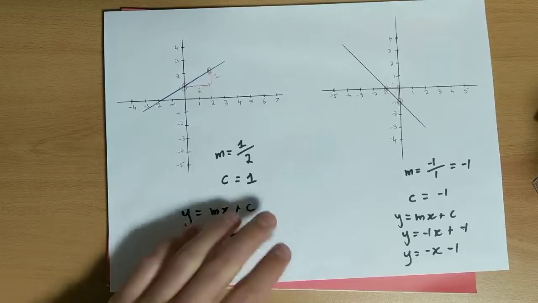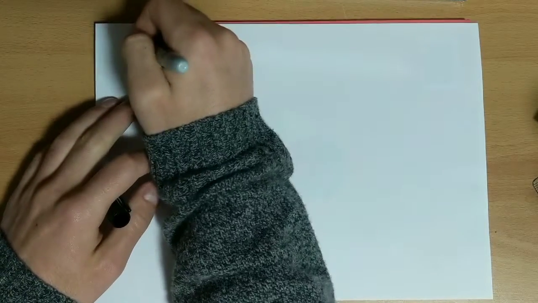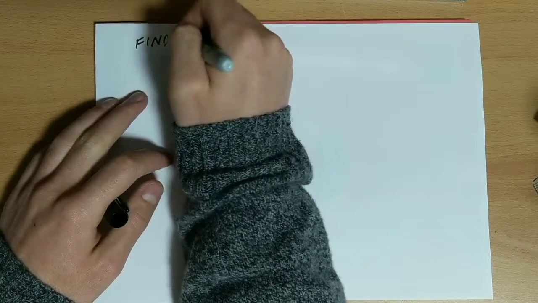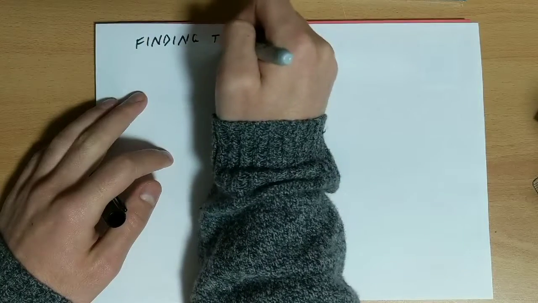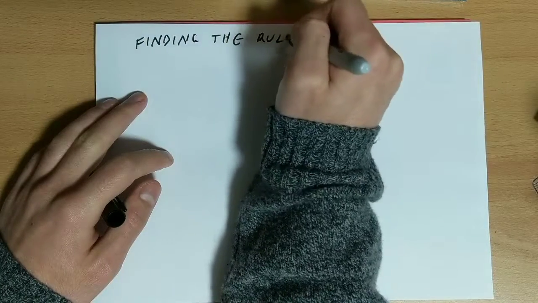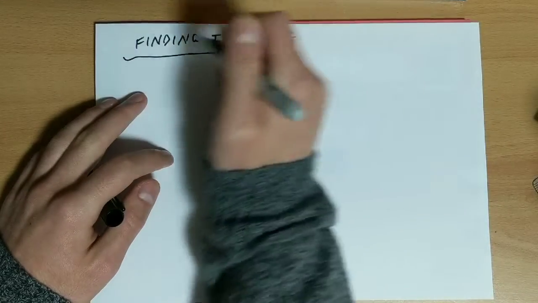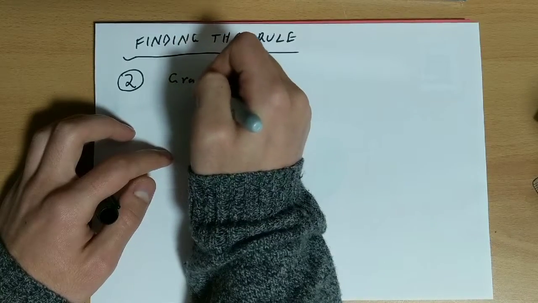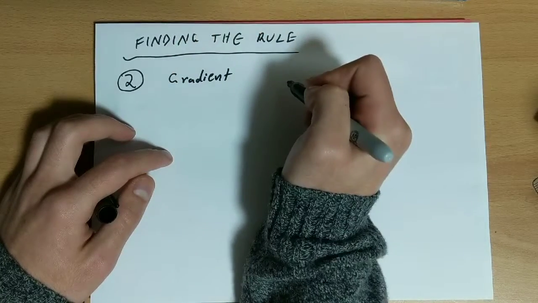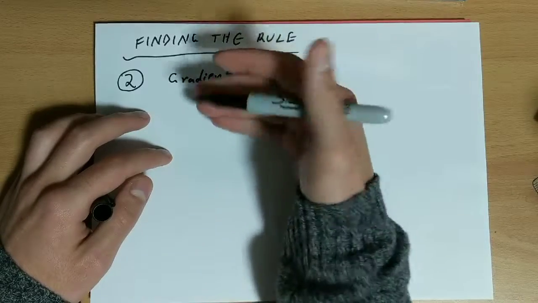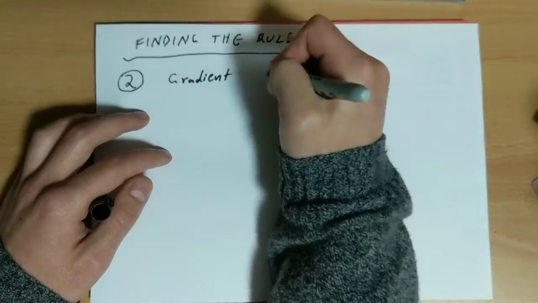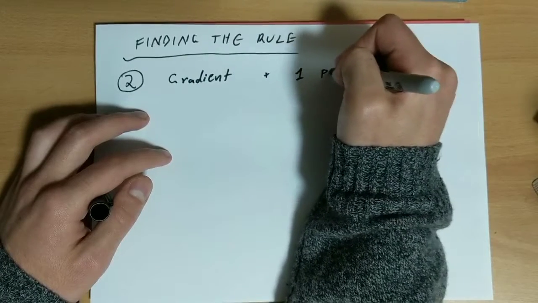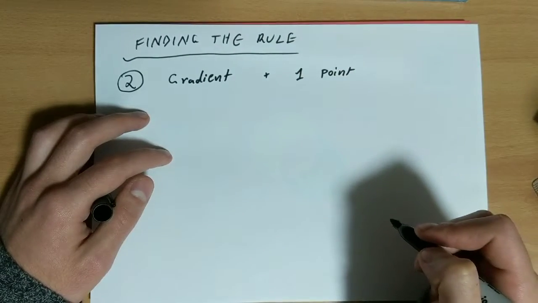In this video, we're going to continue to speak about finding the rule in a slightly different situation. So this is finding the rule part 2. And we're going to talk about finding the rule in the situation where they give us slightly less information. So instead of giving us the gradient and the y-intercept, this time, in this type of question, we're only given the gradient and one point that the graph passes through.